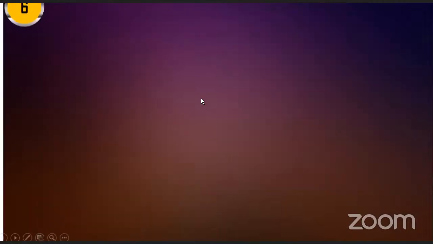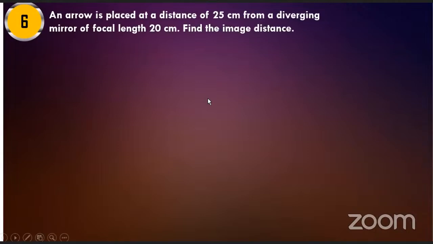Now the last question, and I will stop the class after this problem, as we are running out of time. An arrow, which means object, is placed at a distance of 25 centimeters from the diverging mirror. Which mirror is the diverging mirror? Convex mirror. We are not talking about lens here, we are talking about mirror. So convex mirror.